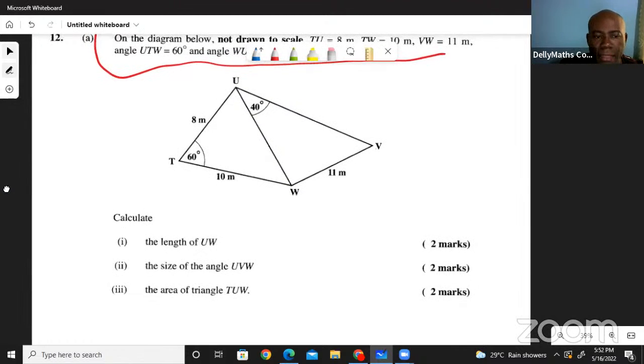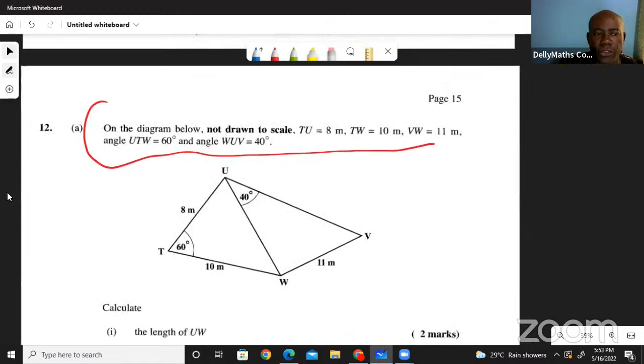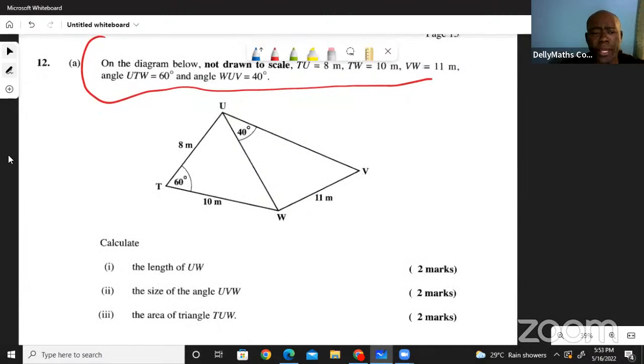Calculate the length of UV. Okay, calculate the length of UV. So let us mark that point UW. We're supposed to find UW, and UW is this line. So we want to find that line there, right there.